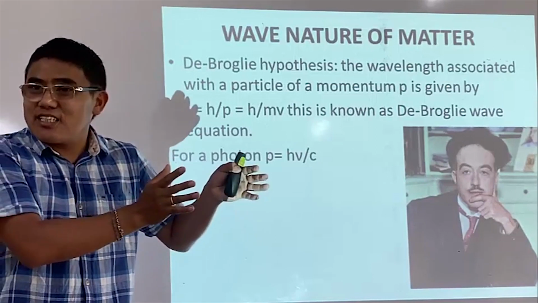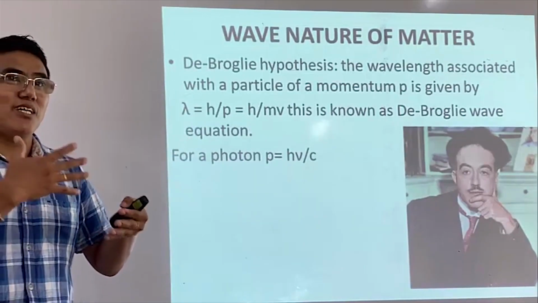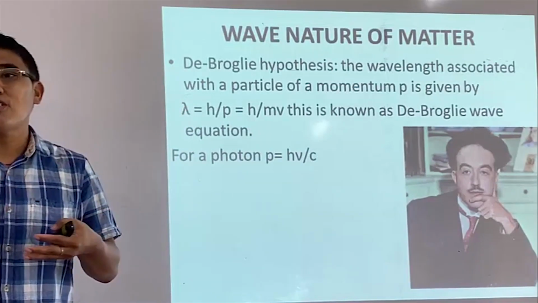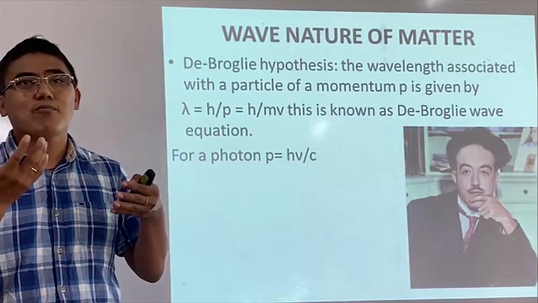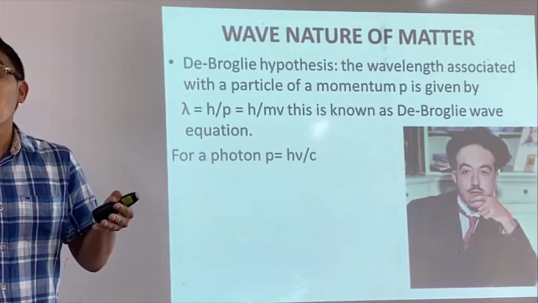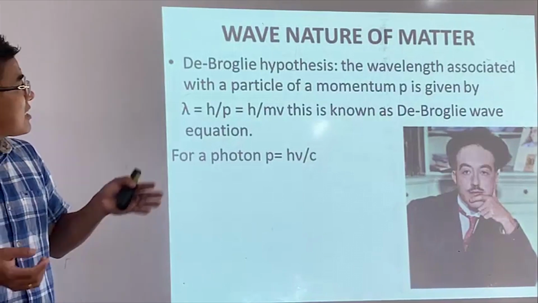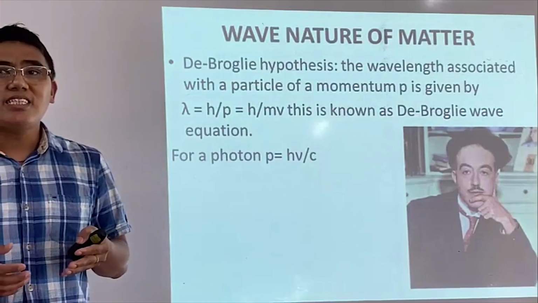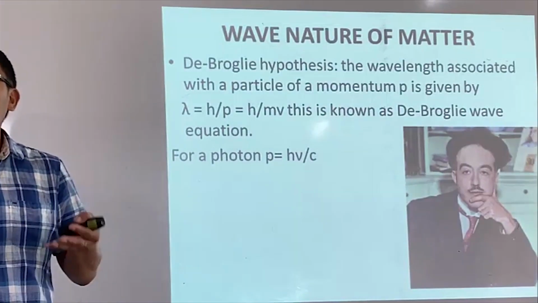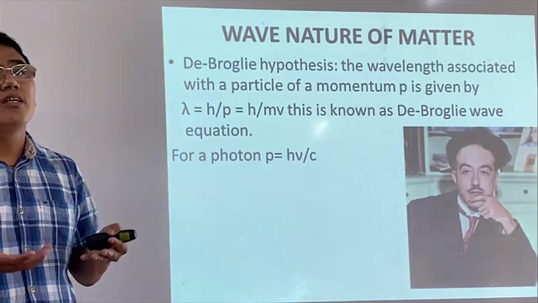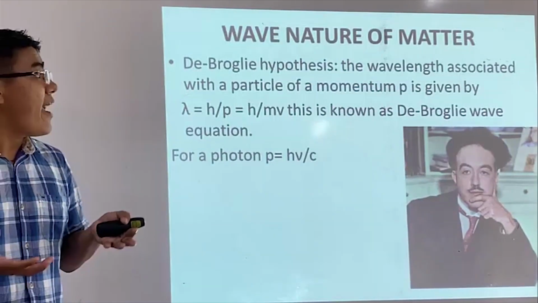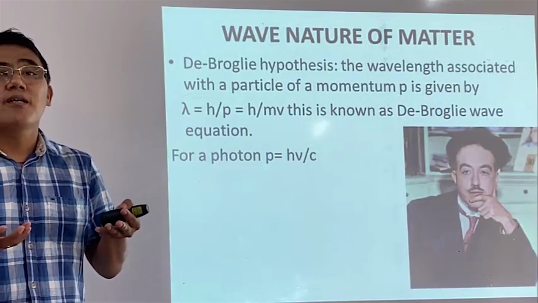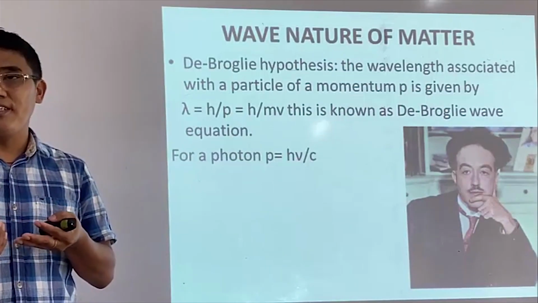No doubt that matter has a particle nature. Matter has a definite energy. If I allow matter to move with some velocity, it has a definite energy and it has definite momentum, no doubt. Now, what about the wave nature? So he gave a hypothesis called the de Broglie hypothesis. He said that every moving matter is associated with a de Broglie wavelength. Every moving matter is associated with some wavelength.